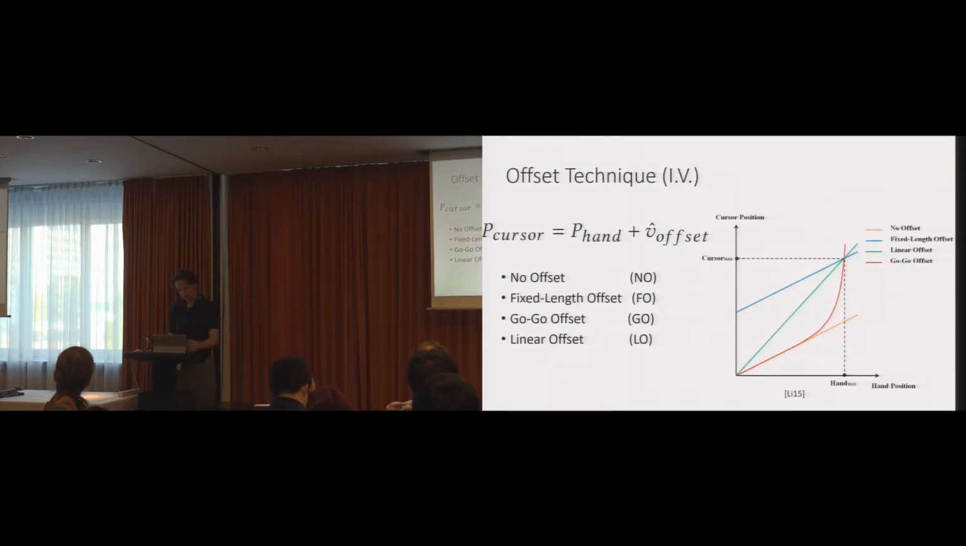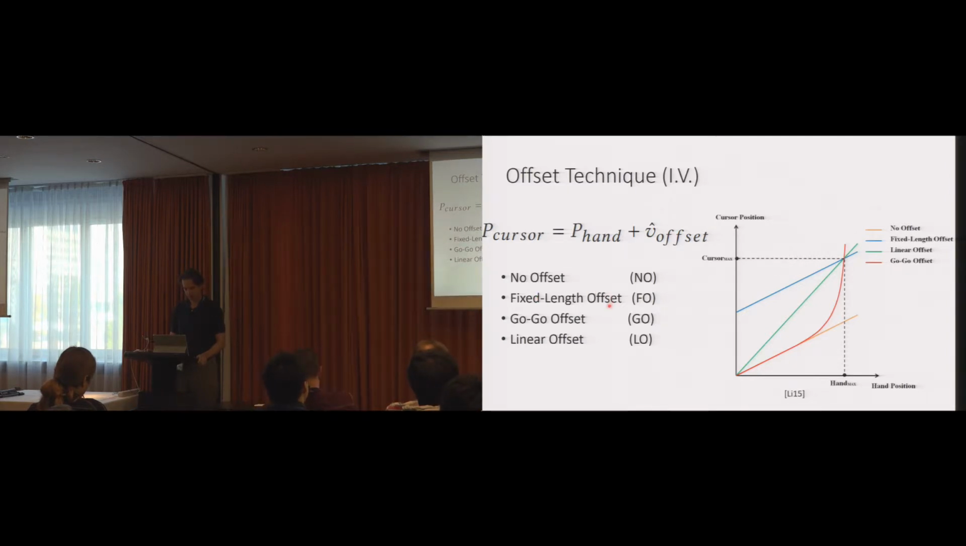The second independent variable is the offset technique that we're using. So the simple equation is meant to represent the offset technique. P hand is the position of the actual hand, P cursor is the position of the actual cursor, and V offset is the offset vector, which can be computed in a couple of ways. So the first condition is no offset, so it's a null vector for V.